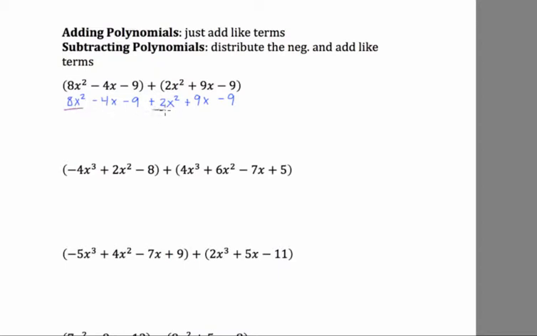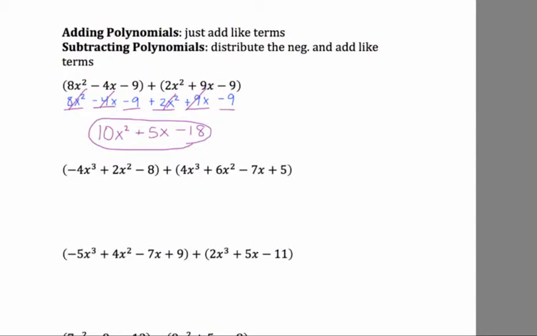8x squared and positive 2x squared can go together. That's 10x squared. Negative 4x and positive 9x are like terms. Think money, they add to positive 5x. And negative 9 and negative 9 are both the constant terms. They can go together. Think money, lose 9, you're 18 in the hole, negative 18. These terms cannot be added together. They're not like terms, so that's our answer.